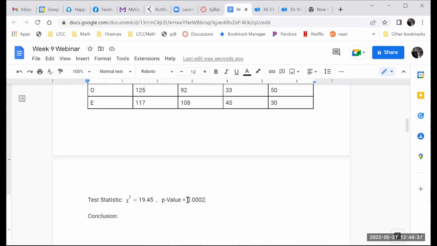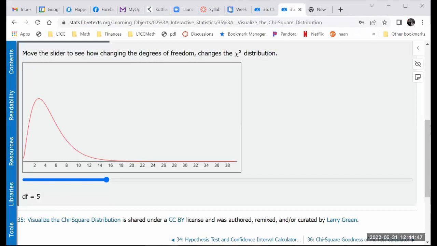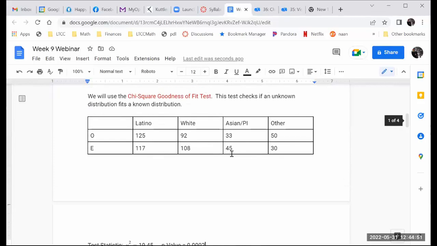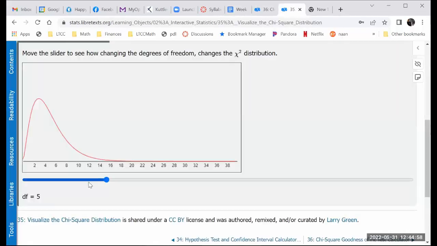Can you just remind me again what exactly the test statistic represents? Okay, so let me show you. That's why I did this picture. So our test statistic was 19.45. Our degrees of freedom turns out to be 3 on this one. So just trust me on that. So if I go to 3 degrees of freedom and I go 19.5 or so, that's right here. Do you see that on the picture?